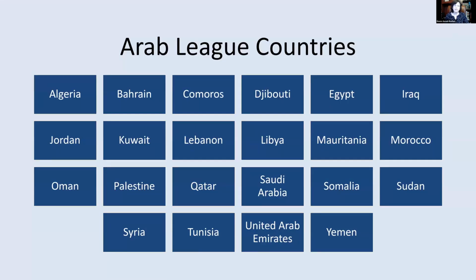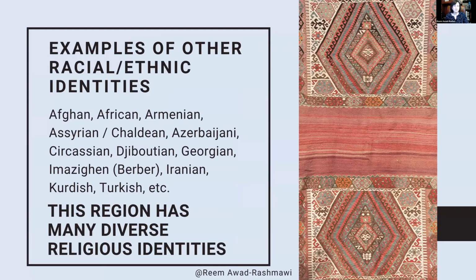Okay, what countries are considered Arab? So we're looking at mostly countries identified as being from the Arab League. And so those are the countries right there that are considered. Again, it's not necessarily that everyone in those countries identifies as Arab, but we're going to be using these terms for research purposes. Other racial and ethnic identities can be found in these countries. There are people who are African, Armenian, Assyrian, Kurdish, Turkish. There are so many different identifications that people who live in the region have used.